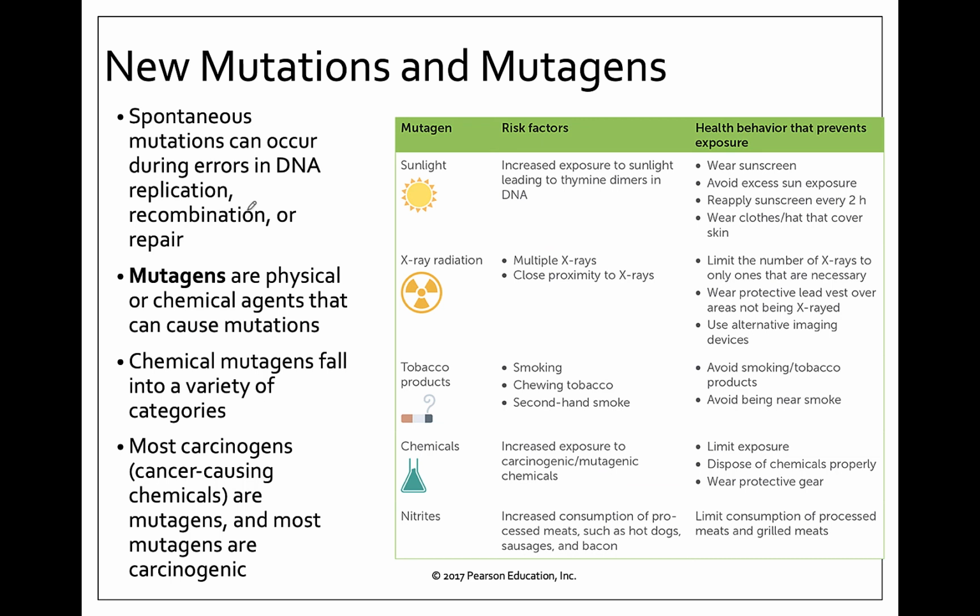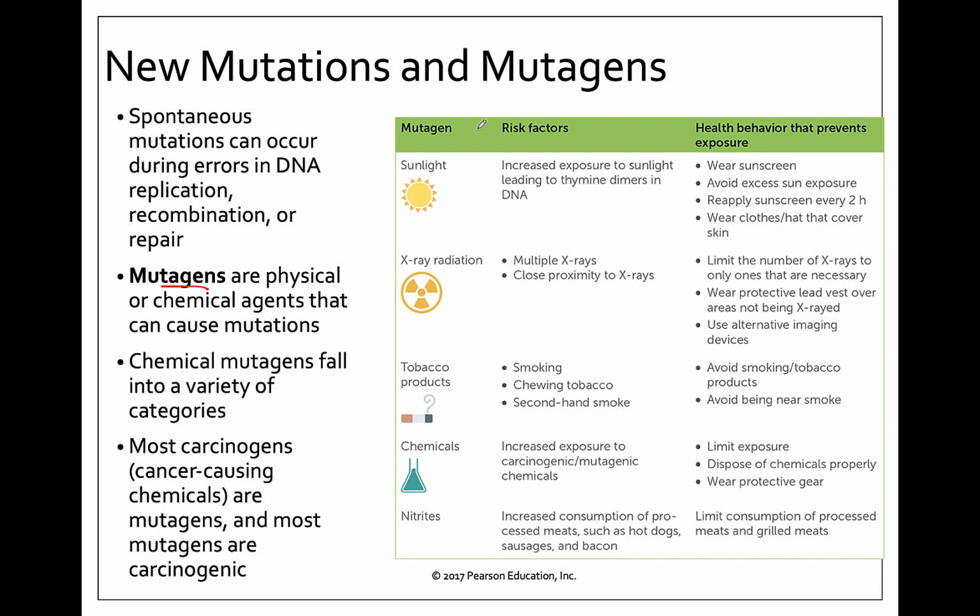Mutations can occur whenever we have errors in DNA replication, recombination, or DNA repair. There are external elements called mutagens that are either chemical or physical elements that can cause mutations. These vary into a variety of different categories. A lot of the different mutagens that we have cause cancer, so they're also called carcinogens because the mutations they cause are carcinogenic, where they are going to increase the likelihood of getting cancer.